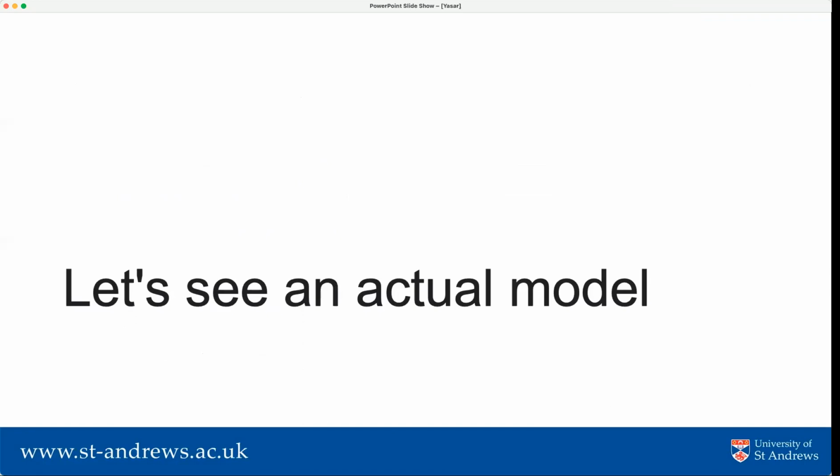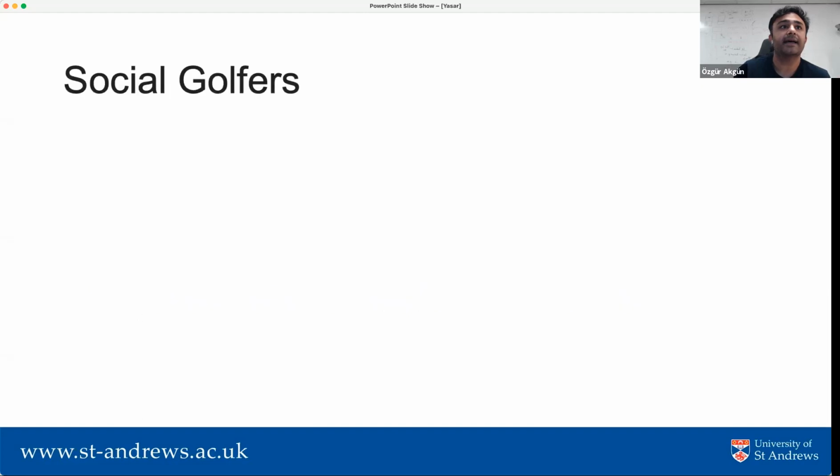Okay, so I'll show you an actual model, and then I'll stop talking, and hopefully we can have a discussion. The actual model I'll show is taken from one of the models in CSPLib, and it is called the social golfers problem. And there's a bunch of publications about this problem in the literature as well.